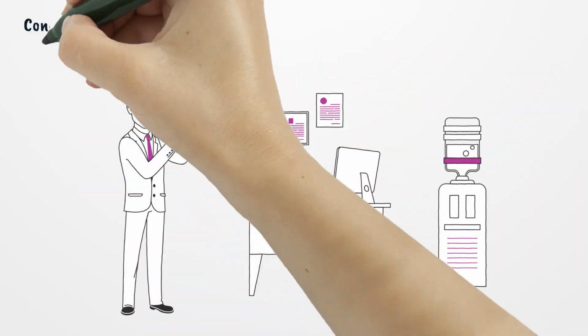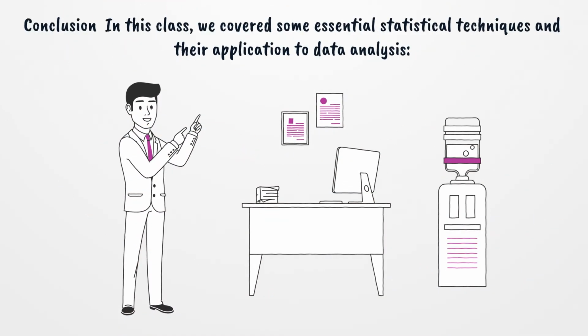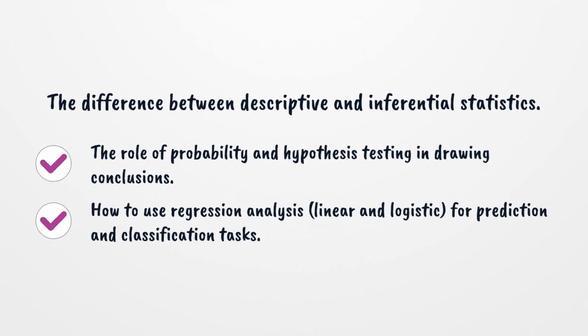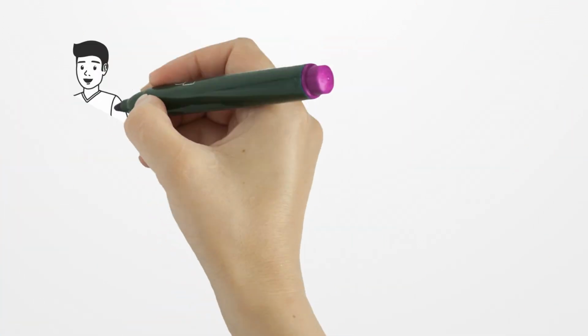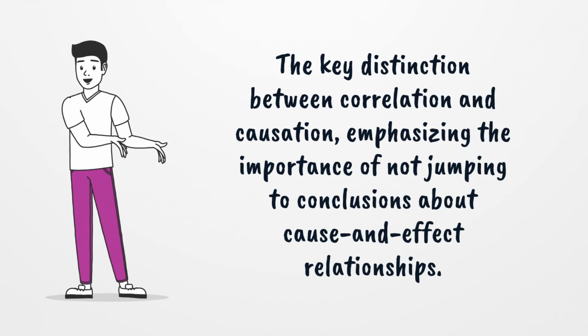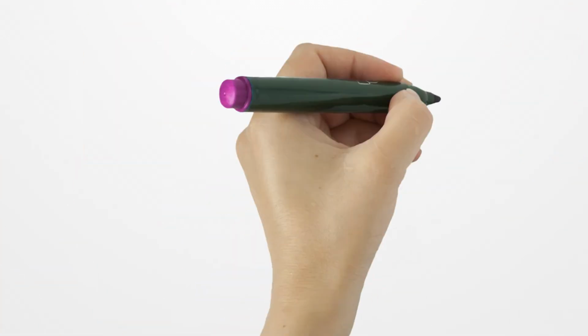Conclusion. In this class, we covered some essential statistical techniques and their application to data analysis. The difference between descriptive and inferential statistics. The role of probability and hypothesis testing in drawing conclusions. How to use regression analysis, linear and logistic, for prediction and classification tasks. The key distinction between correlation and causation, emphasizing the importance of not jumping to conclusions about cause and effect relationships.